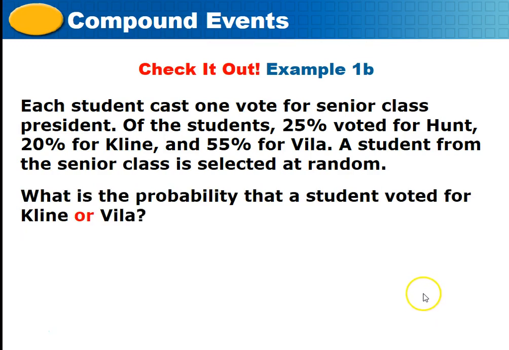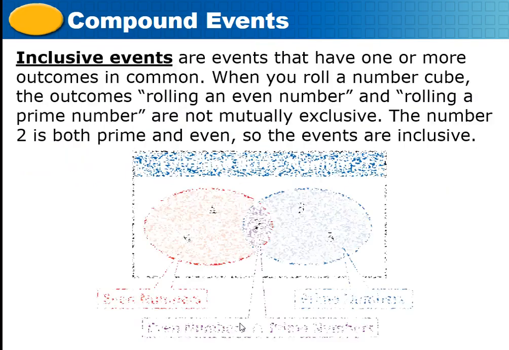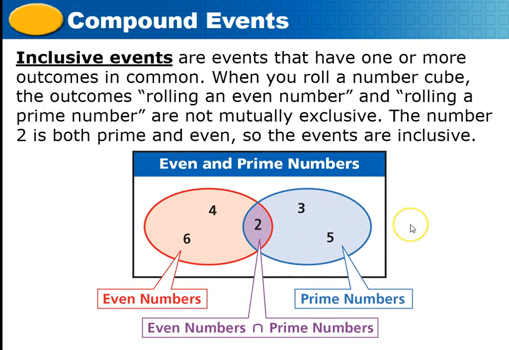So if we then want to find the probability that a student voted for Klein or Vila, that is adding together the Klein probability, which is 20%, and the Vila probability, which was 55%. 20 plus 55 is 75. That's our answer. Now let's talk about this terminology, inclusive events.